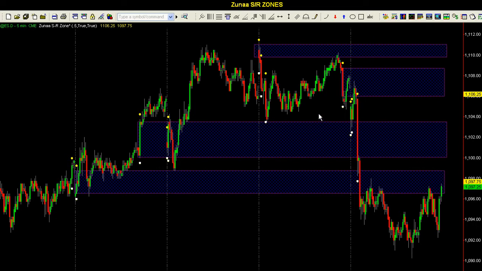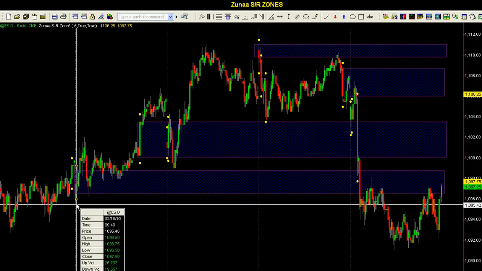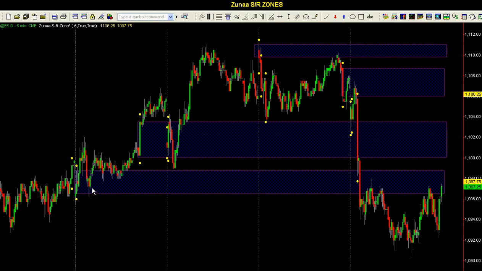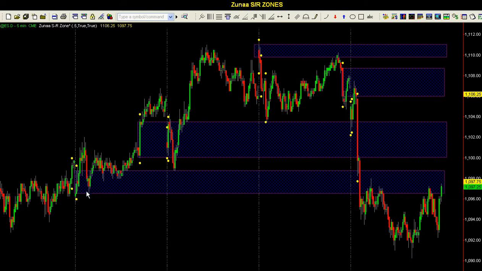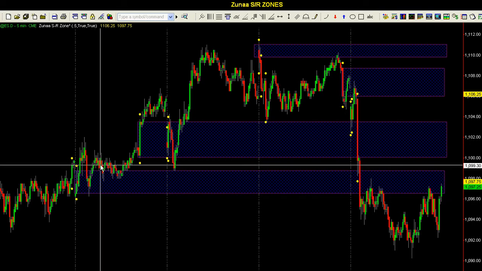This indicator plots these yellow markers above and below the areas that it calculates as being potential support and resistance levels or support and resistance zones. This is a 5-minute chart, and I've marked all of them on this chart. We'll start with this one here. As price went up and came back down, it tried to exit that area. We formed a little bit of a tail there, and we moved up.